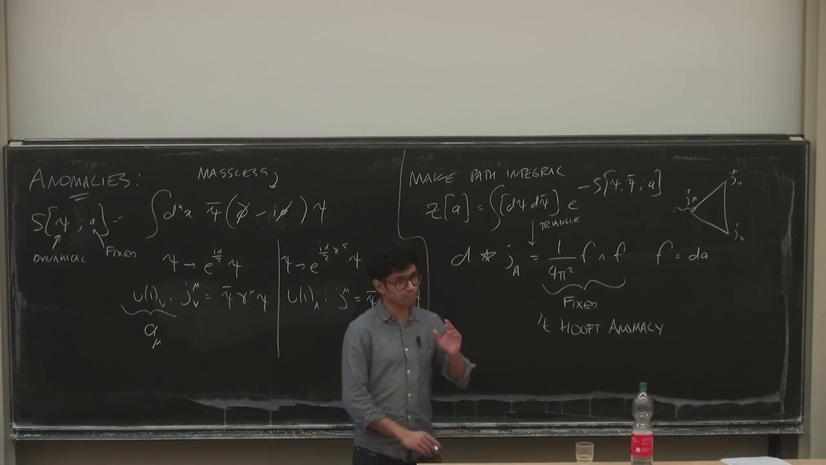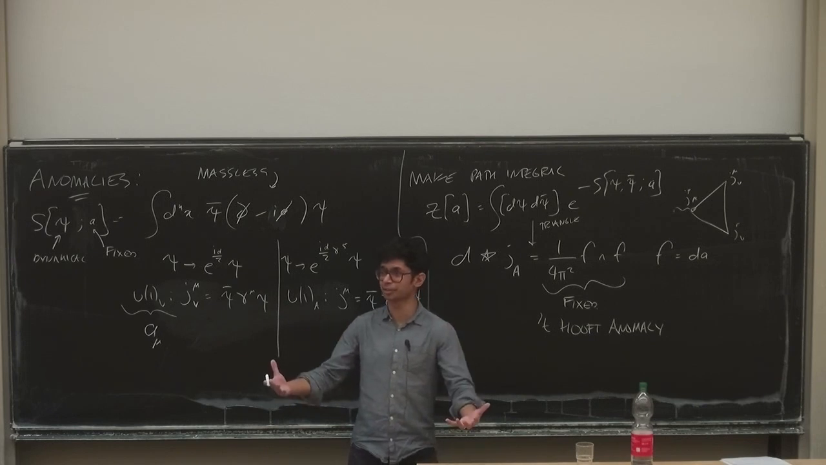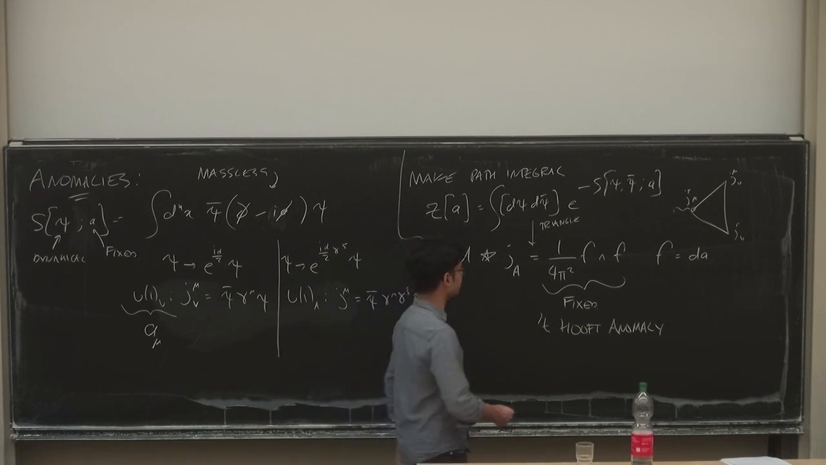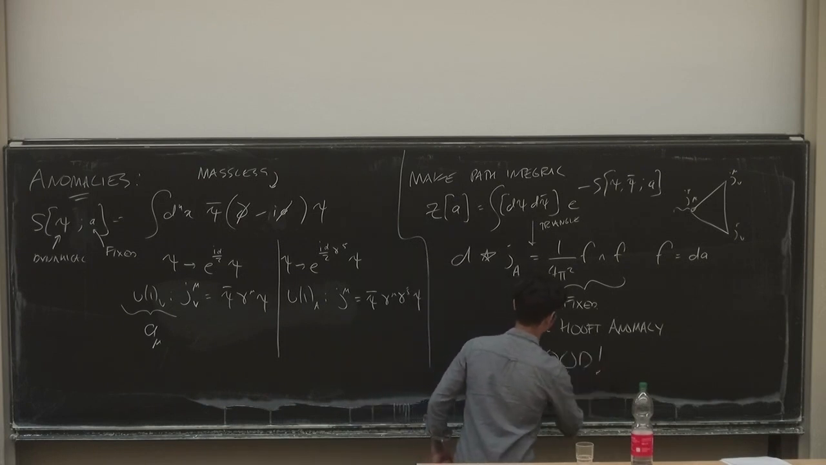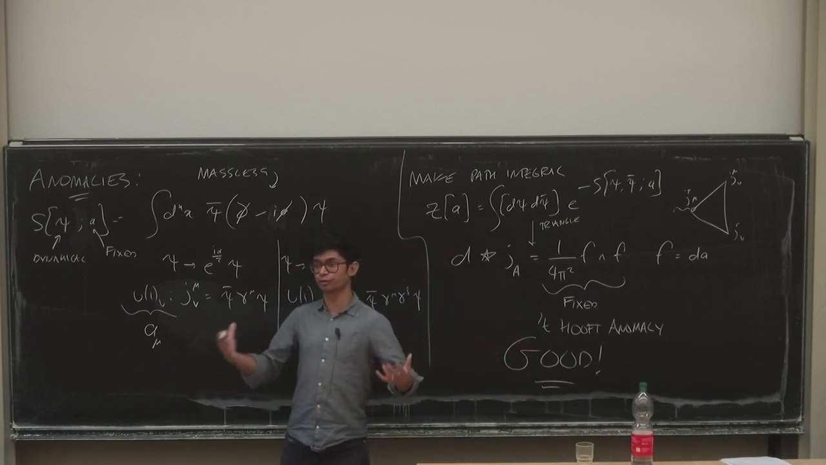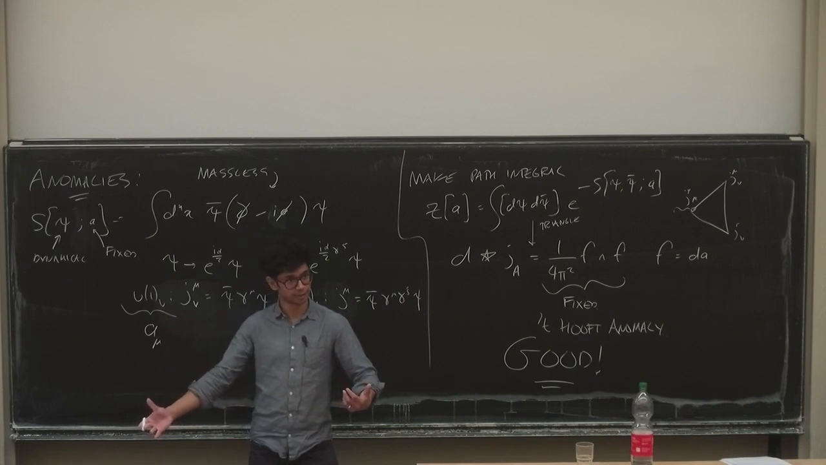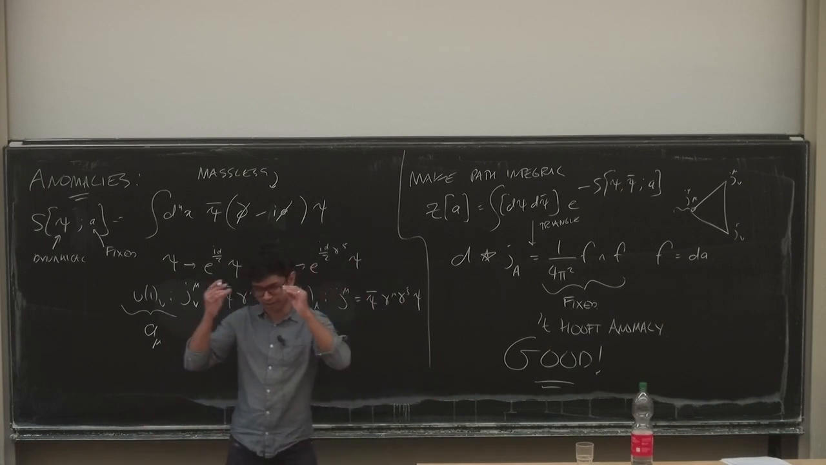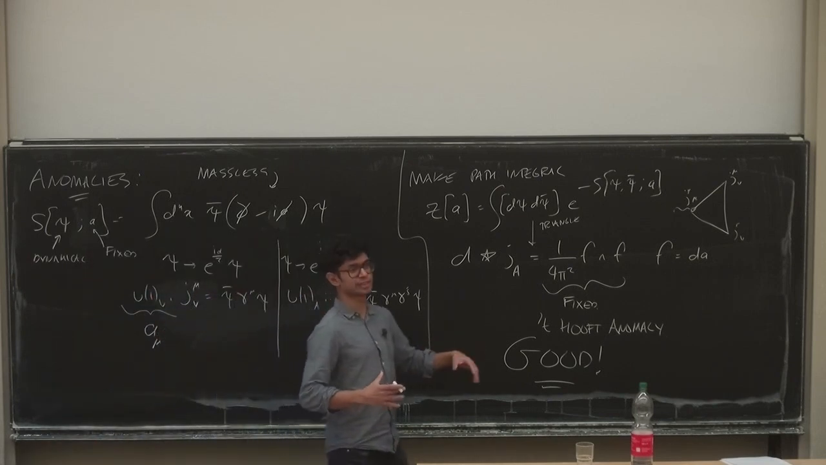And from the point of view of predictive power, of being able to say things about the theory, a 't Hooft anomaly is good. Because typically when you have a theory with a 't Hooft anomaly, you can say more than you could before. So 't Hooft anomaly, despite the negative connotation of the word anomaly, is a good thing. You can say more than before.